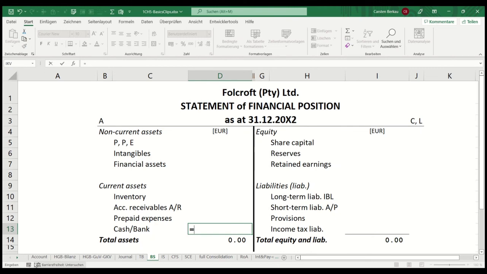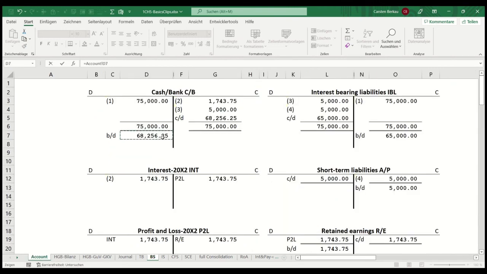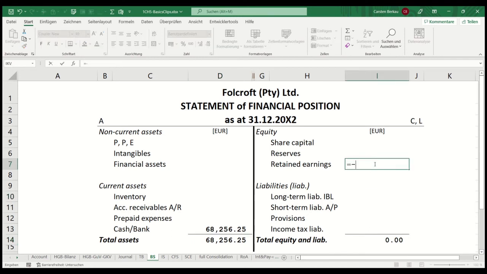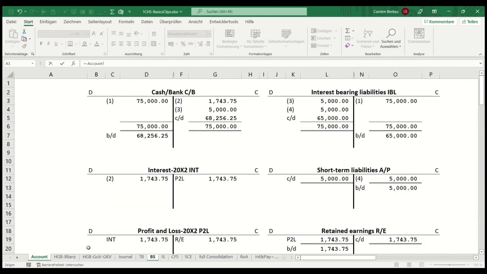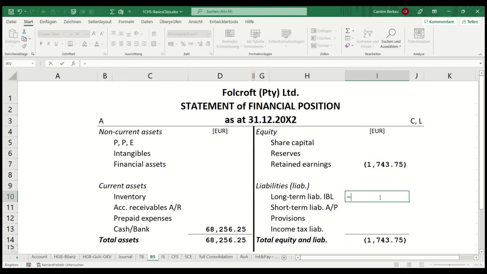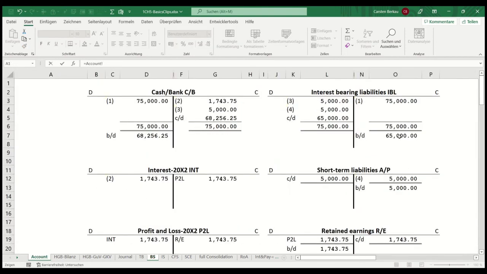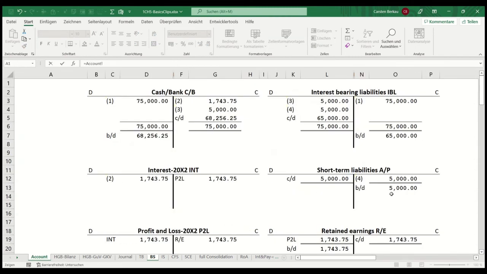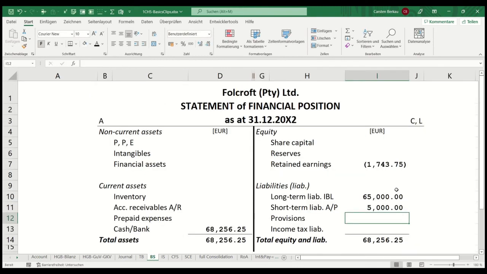So there is in the cash bank account 68,000. In the retained earnings account, I get a negative amount as it is a loss. And the long-term liabilities will be 65,000, whereas the short-term ones will be 5,000. So that is now Folcroft Proprietary Limited's statement of financial position at the end of the accounting period 2002 under consideration of its bank loan.